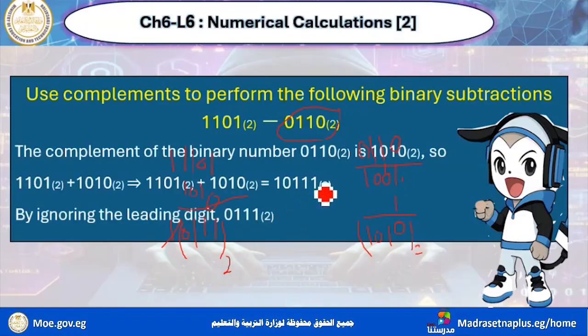Now inverting the second number to 1, 0, 1, 0, as we did, then adding 1, 1, 1, 0, 1, 1, 0, 1, 1. The result of 1, 1, 0, 1 plus 1, 0, 1, 0 is 1, 0, 1, 1, 1. And when removing the leading 1, the number will be correct.